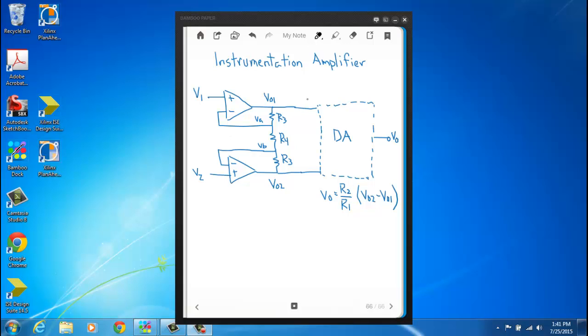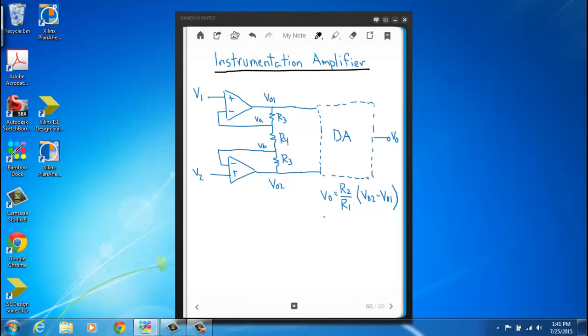In this video, we look at what's called an instrumentation amplifier, and an instrumentation amplifier is a differential or difference amplifier modified at the input. So this dash box here with the DA, that stands for difference amplifier. That's the same circuit that we went over in a previous video. And what we're doing here is in between the inputs V1 and V2, we're putting this op-amp circuit. So now we're taking the output of these two op-amps and feeding it to the input of this difference amplifier.